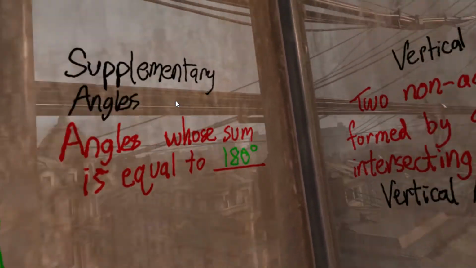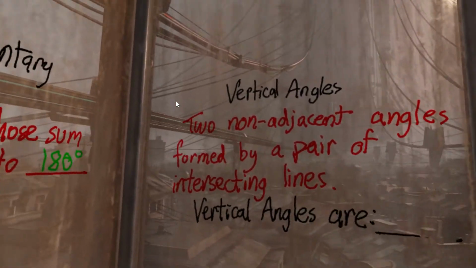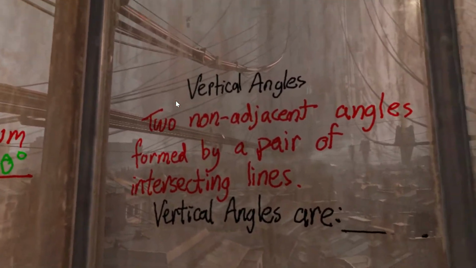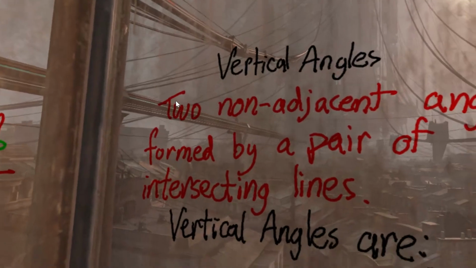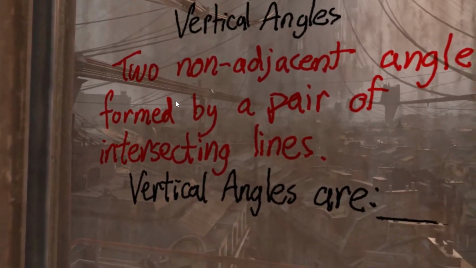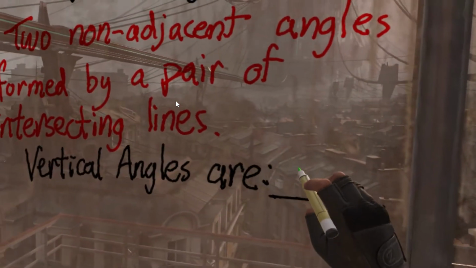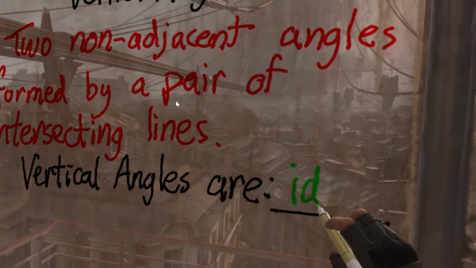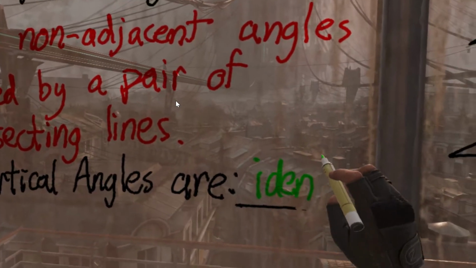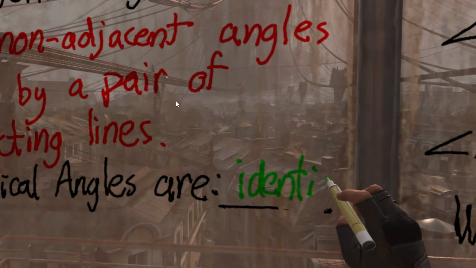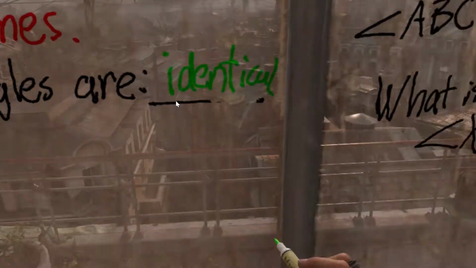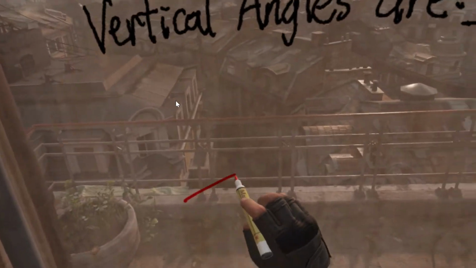And the last vocabulary word we're going to practice today is vertical angles. Vertical angles are two non-adjacent angles formed by a pair of intersecting lines. Vertical angles are identical. But let me explain this one a little further, because I think vertical angles needs a picture. Okay. Vertical angles work like this, and I have two lines.